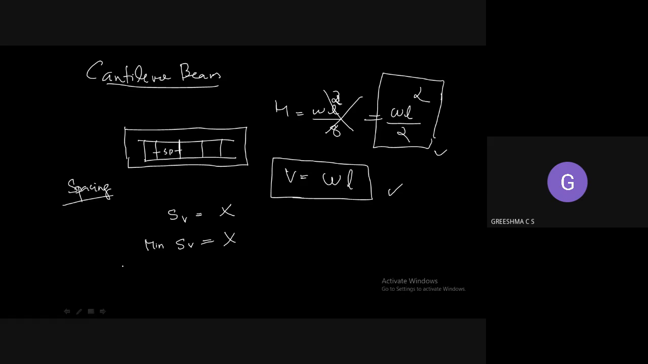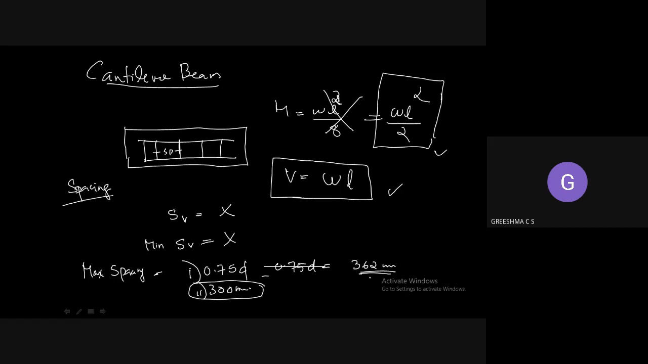Finally we went to the condition of maximum spacing. In maximum spacing, there are two conditions: 0.75 d or 300 mm. You can take 0.75 d, but it should not be greater than 300 mm. Here 0.75 d is again greater than 300 mm; its value will be something like 362. We cannot take this, so the only option is 300 mm. You can take the spacing as 300 mm. That is the only option left.